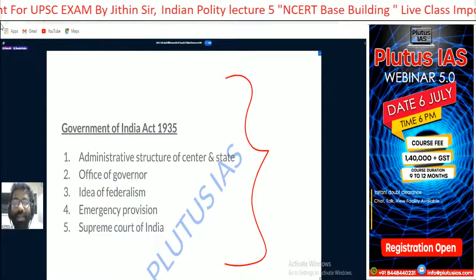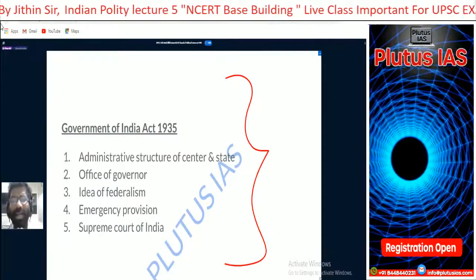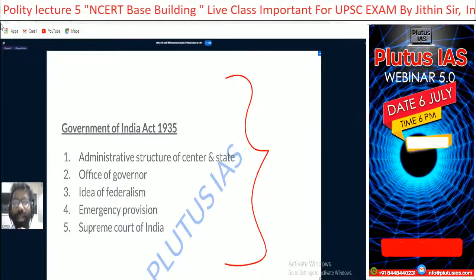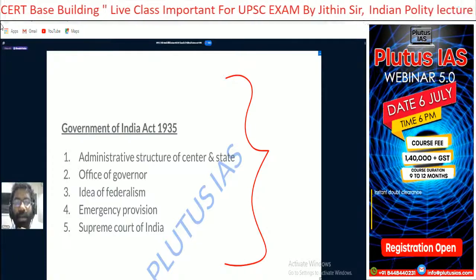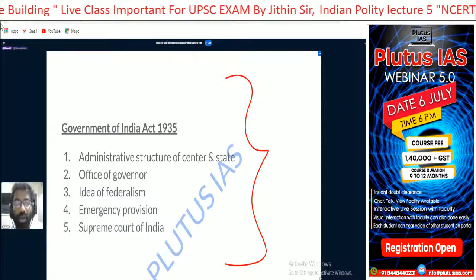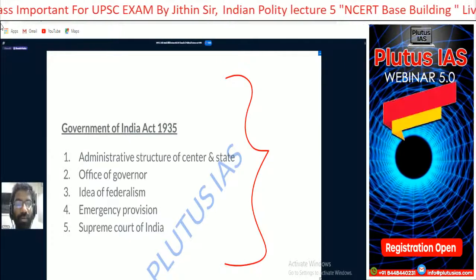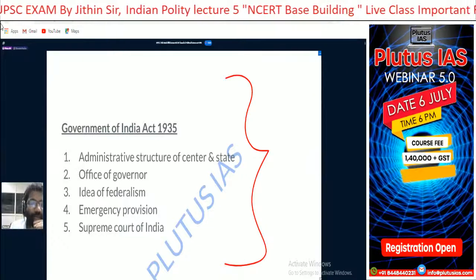Clear? Sir, but so it's not a complete monarchy, no, sir. It's called symbolic, it is not a complete monarchy. It is not a complete democracy either. Okay, sir. Complete monarchy is North Korea, where Kim Jong-un rules. Okay, sir. These things are clear.